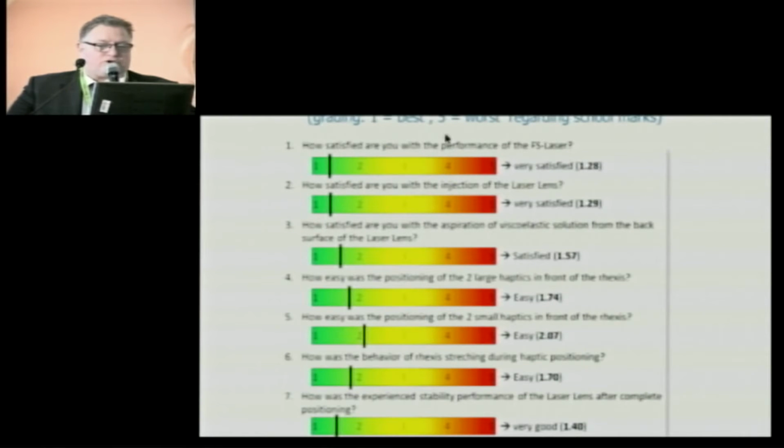The surgeon was supposed to grade the way the femtosecond laser and the implantation was regarded, and you could see that most of this was here in the green area. There is a learning curve, as you can see here. The positioning of the small haptics was a little bit more difficult than the 2 large haptics, of course, but overall the surgeon satisfaction with the procedure was quite good.